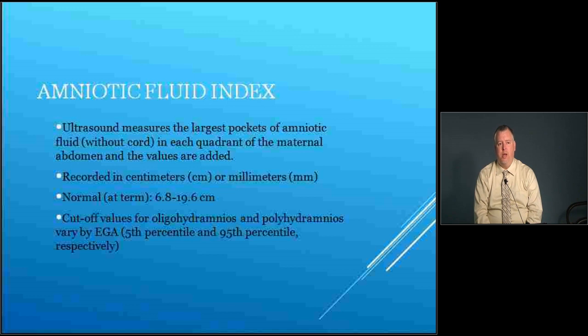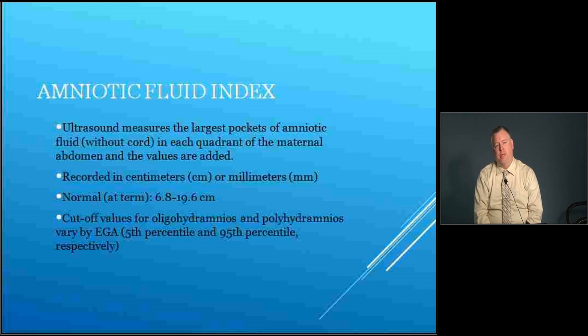An amniotic fluid index is an ultrasound measurement where the abdomen is divided into 4 quadrants, and the ultrasonographer is looking at those 4 quadrants and determining the largest pocket of amniotic fluid that they can visualize. They then add up those 4 measurements, and that's how we get our score.